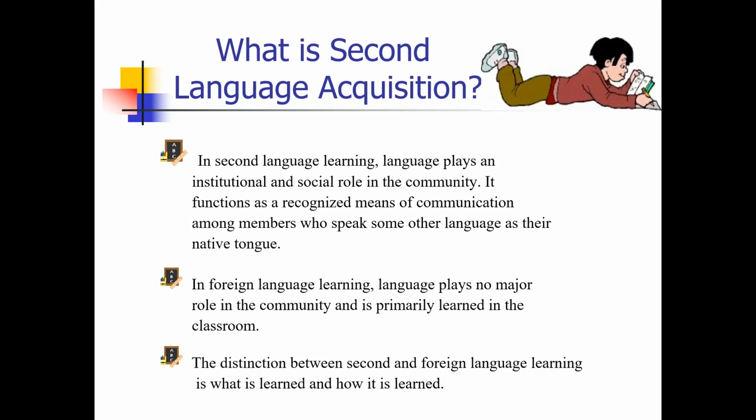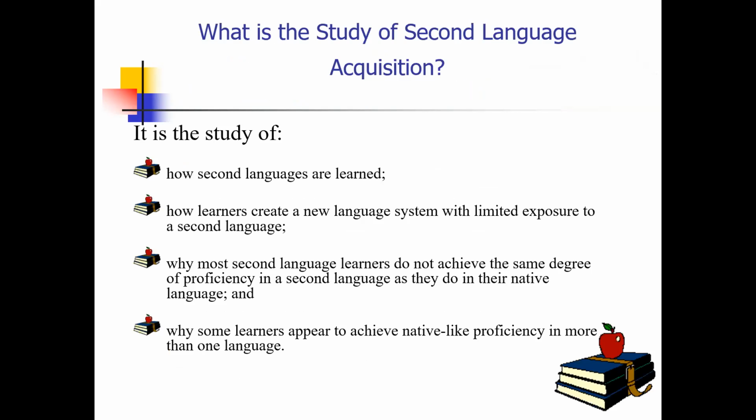Now, we need to know what second language acquisition is. In second language learning, language plays an institutional and social role in the community. It functions as a recognized means of communication among members who speak some other language as their native tongue. In foreign language learning, language plays no major role in the community, and it is primarily learned in the classroom. The distinction between second and foreign language learning is what is learned and how it's learned. Next slide, please.